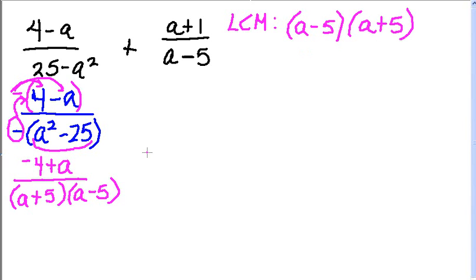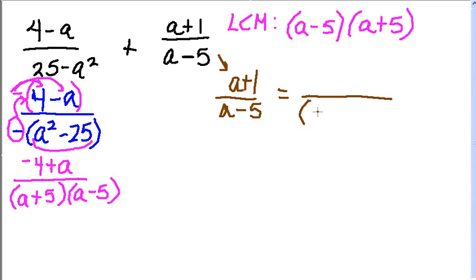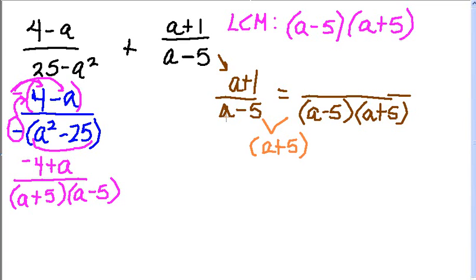Notice that my first term is already in terms of my common denominator, so I really don't need to do anything with that. What I need to do now is convert the second term, a plus 1 over a minus 5. I need to get it in terms of my common denominator, which is a minus 5, a plus 5. Since I already have an a minus 5, all I need to do is multiply my denominator by the a plus 5.